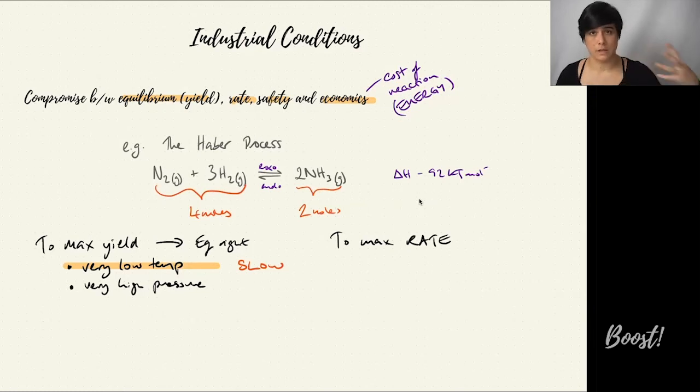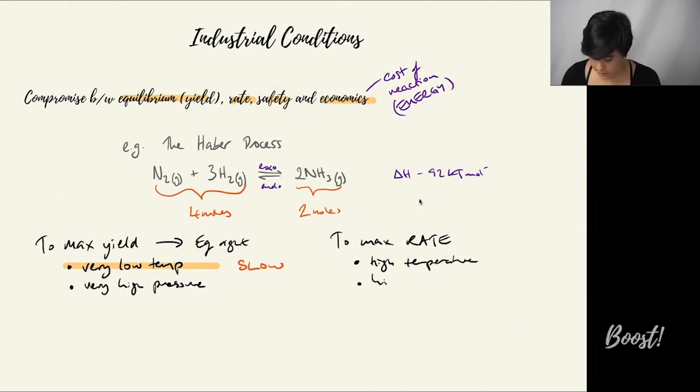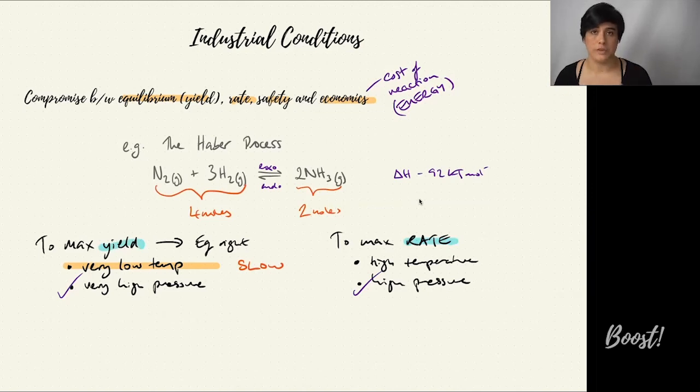this goes back to collision theory and kinetics and rates of reaction. We would want a high temperature and also a high pressure. So in this particular example, but obviously you'd have to look at the question you're given, we will definitely want to use a high pressure, but we need to make a compromise between the yield and the rate to decide what temperature we're going to use.